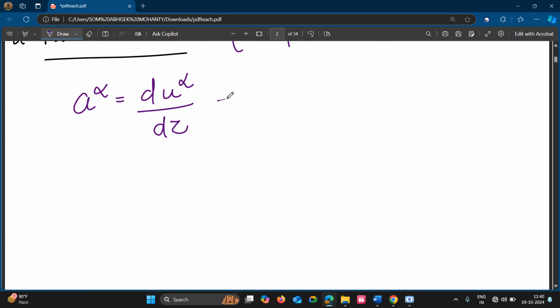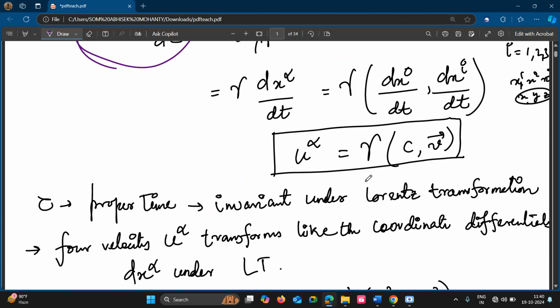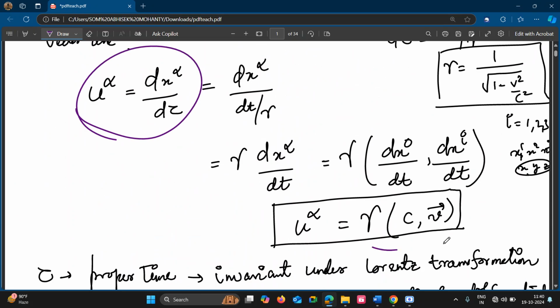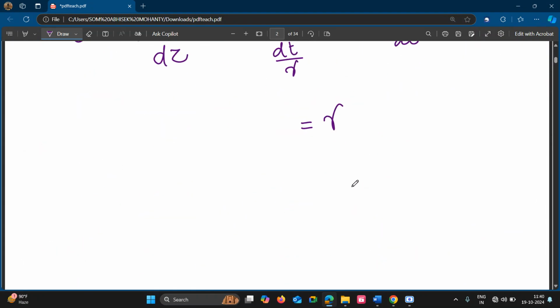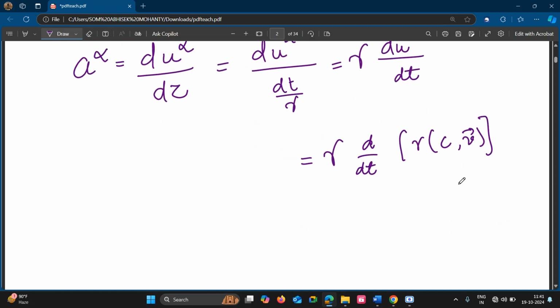Again d tau, in place of d tau I'll put what? D tau is a proper time, so I will put dt by gamma. Okay, so gamma will go up, gamma du alpha divided by dt. So I can write this as gamma du alpha divided by dt. What is u alpha? U alpha is your gamma c v, right? So I can write that d by dt of gamma c and v, right? So I have to do something there. So if I do it properly, I will get what?